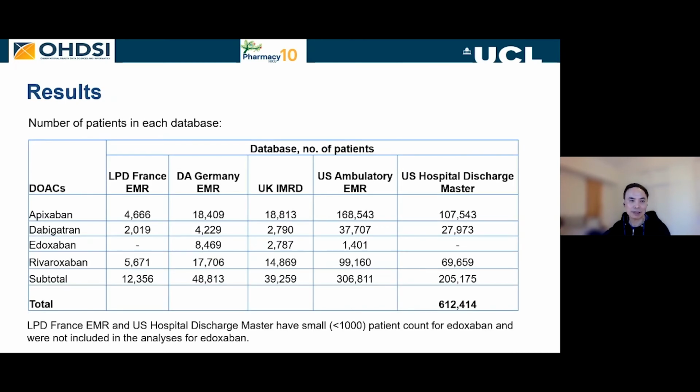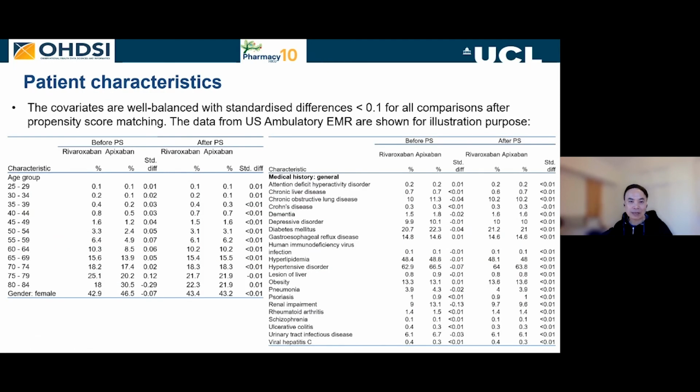So this is the result. We have apixaban, dabigatran, edoxaban, rivaroxaban. Those are all the patients in different datasets in Germany, France, UK, and US. Altogether, we have about 600,000 patients. Looking at all the characteristics, it's well balanced. The standardized difference is less than 0.1 for all comparisons after the propensity score matching. So it's working pretty well.